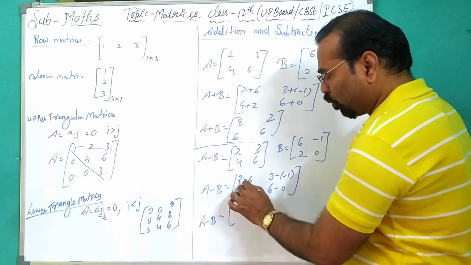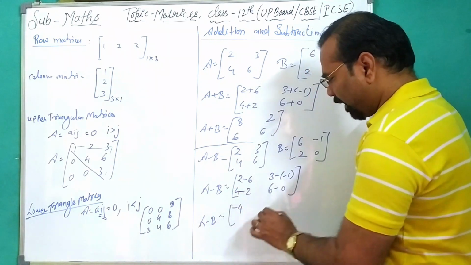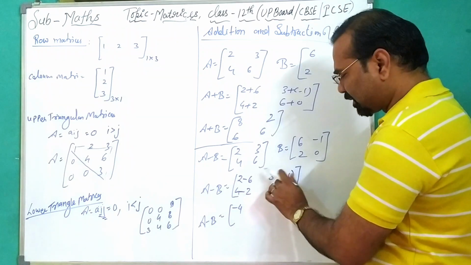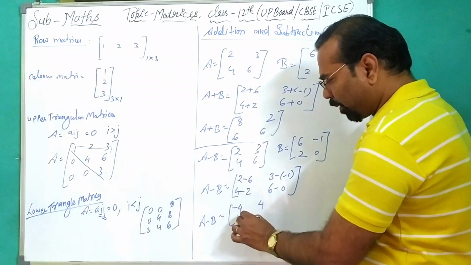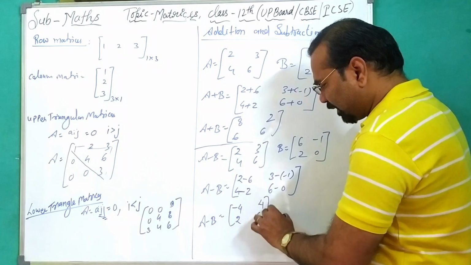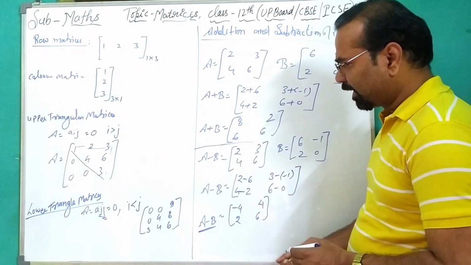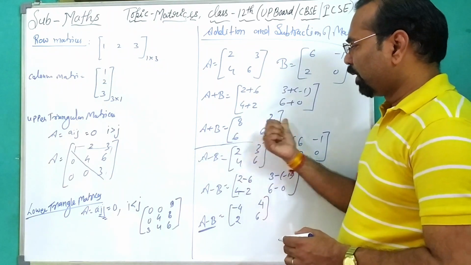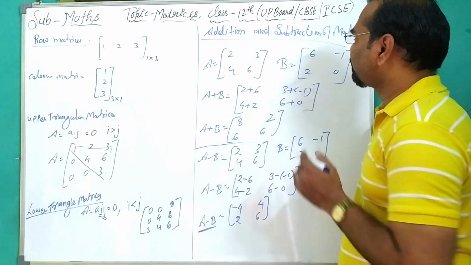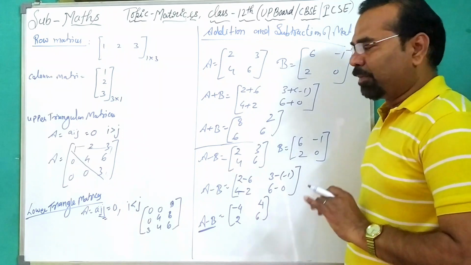2 minus 6 is minus 4. Minus minus is plus, so 3 plus 1 is 4. 4 minus 2 is 2, and 6. Then the value of A minus B is equal to minus 4, 4, 2, 6, and A plus B is equal to 8, 2, 6, 2. That is the addition and subtraction of matrices.